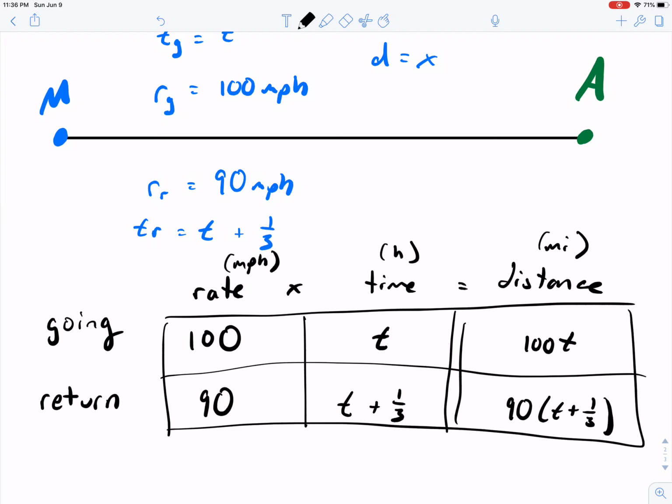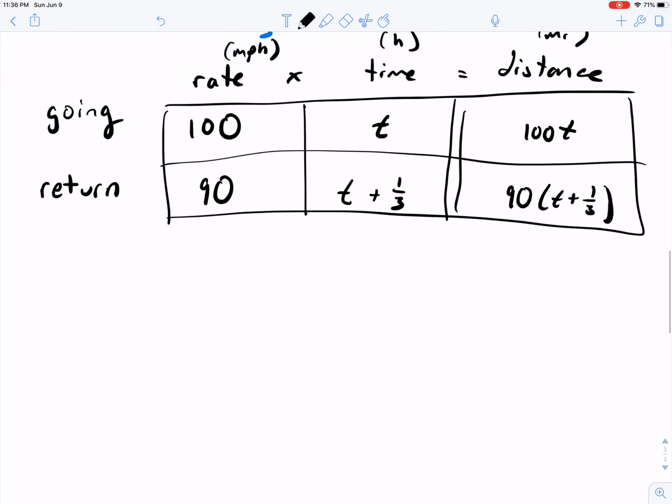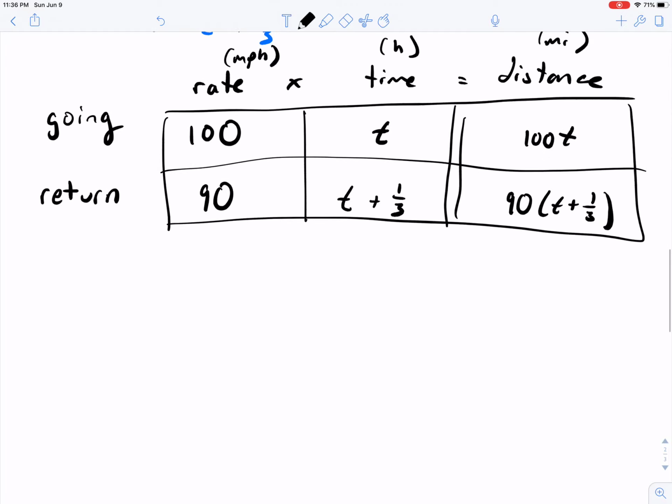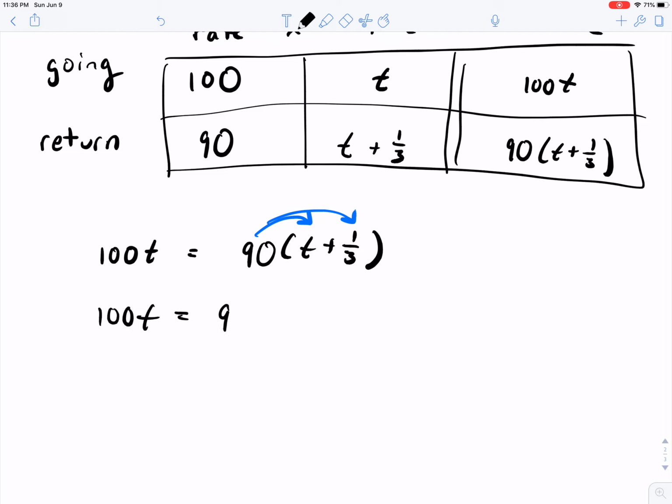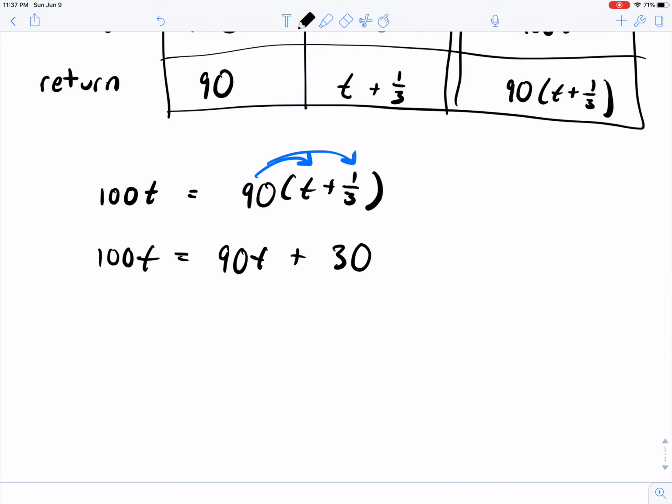So what can we say about the distance going versus the distance coming back? It should be the same. So we're going to equate these two. We can solve for t. Then once we solve for t, we can find the distance, right? So let's solve for t and see what happens. On the left, there's nothing to simplify, but on the right, we can distribute. So on the left, we still have our 100t. On the right, now we have 90t. And 1/3 of 90, 90 divided by 3, is 30, right?